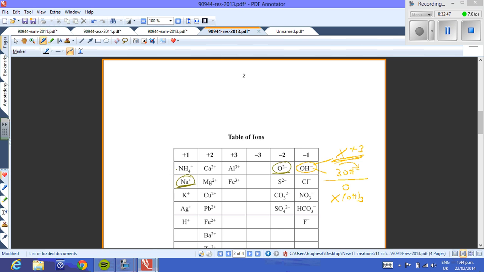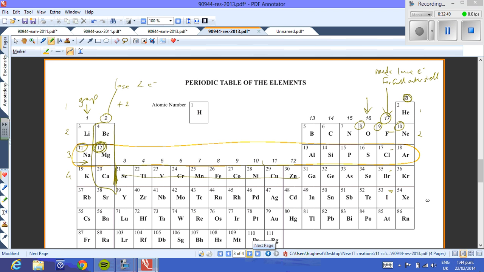let me just see the resource booklet now. It's going to be in group 13, because if you're in group 13, you will lose 3 electrons from your outer shell, and then you'll have a full second shell, and that will give you a charge of +3.